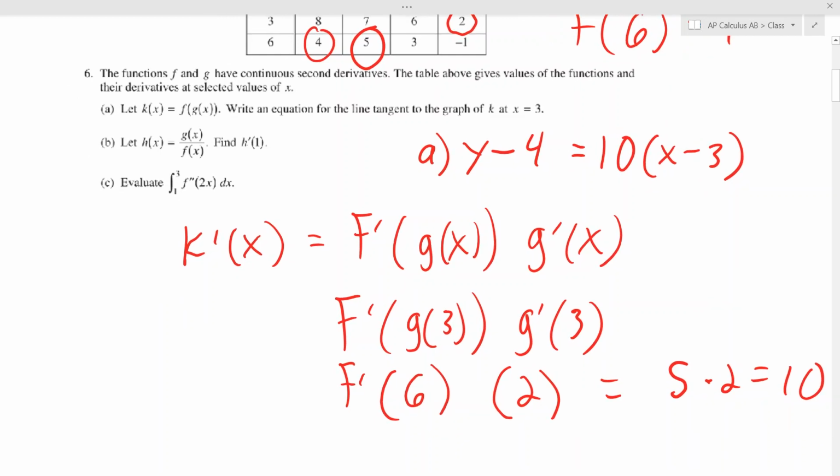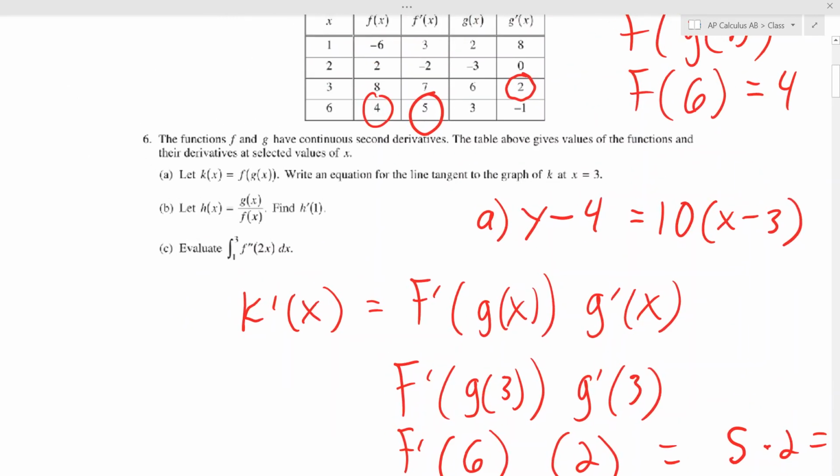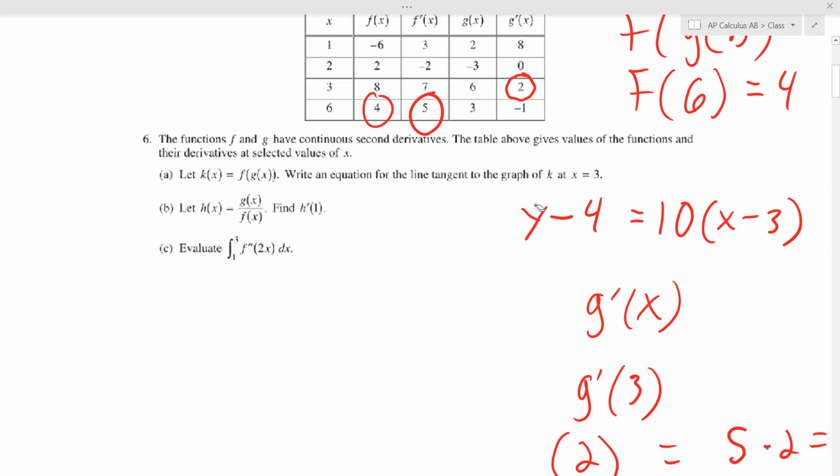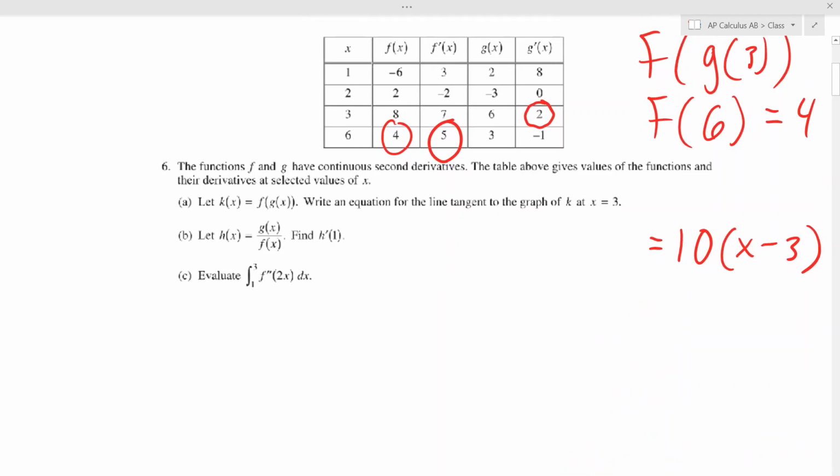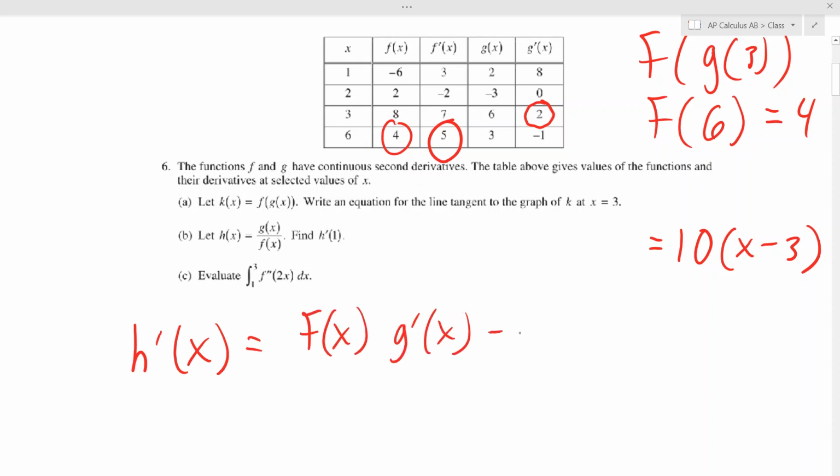Okay? Then they give me H of X, which is a little blurry, is G divided by F. So they're saying, do you know the quotient rule? And of course you know the quotient rule. Low D high minus high D low over low squared. It's so much fun to say. H prime of X is simply low D high minus high D low.